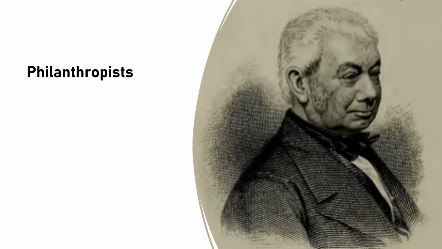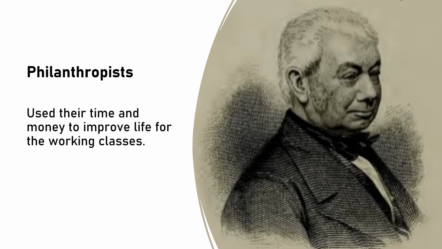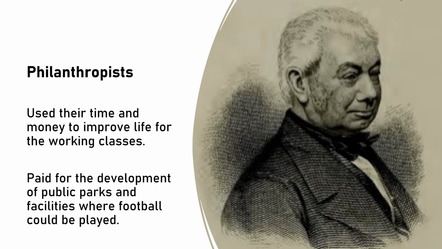Philanthropists. So I know we've talked about this in class. So these were very charitable men of the middle classes who had lots of time and money, and they used that time and money to improve life for the working classes. The man that you can see there is a man called Joseph Livesey, and he was a local philanthropist in Preston, and we're going to talk in class about how he had an impact on the development of public parks and facilities where football and things like that could be played.